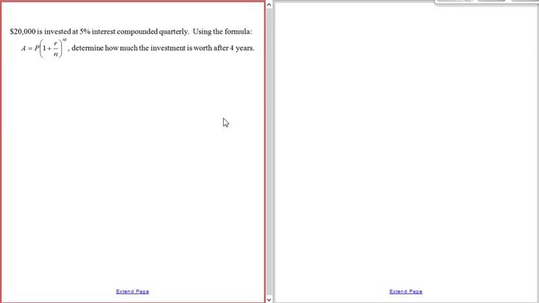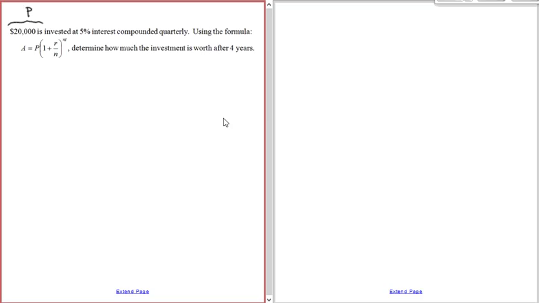That's great. So we have A equals P times parenthesis 1 plus r over n, raised to the nt. So let's identify the variables. What would be the P? P is the investment, the initial investment or the principal, and we see that 20,000 will be the P.